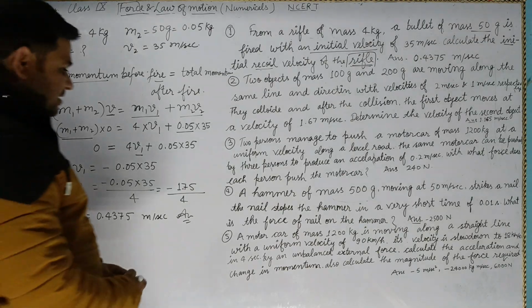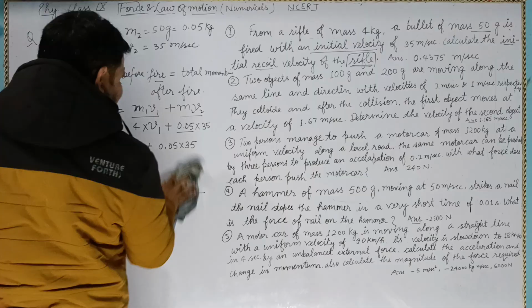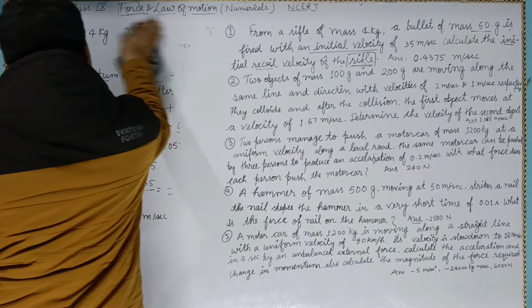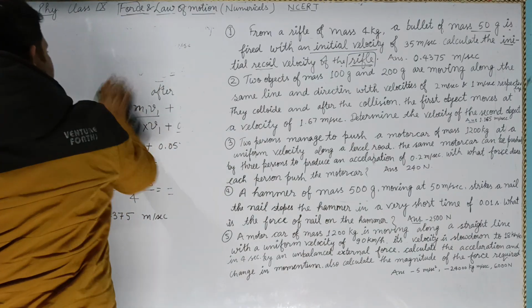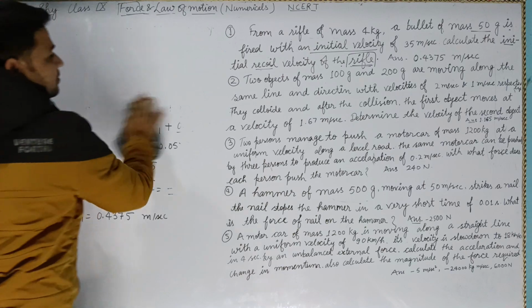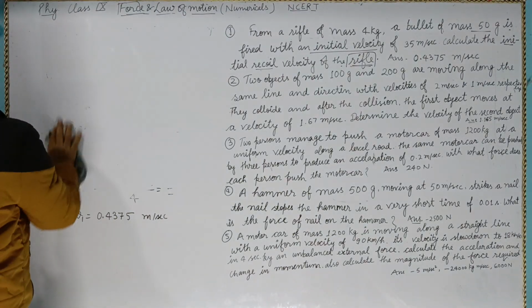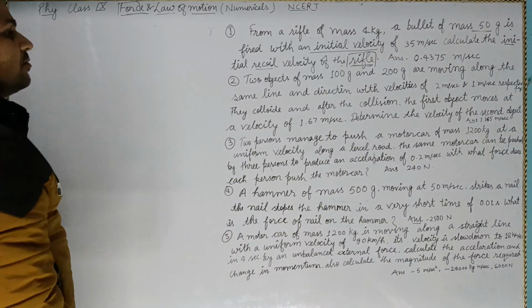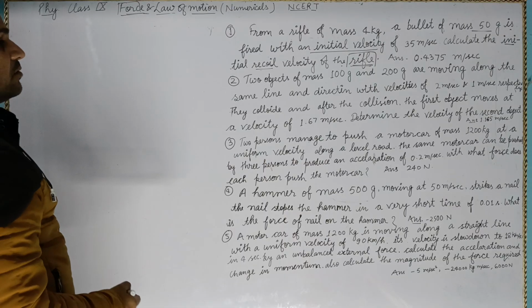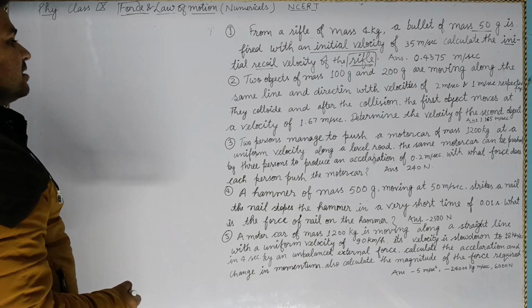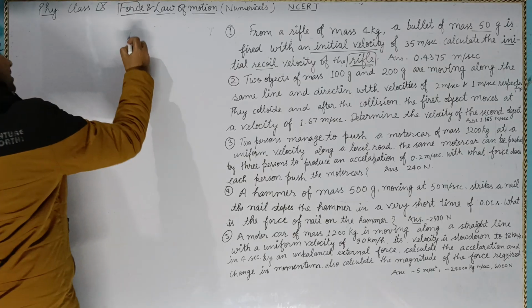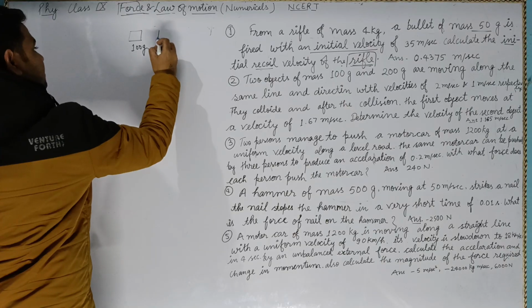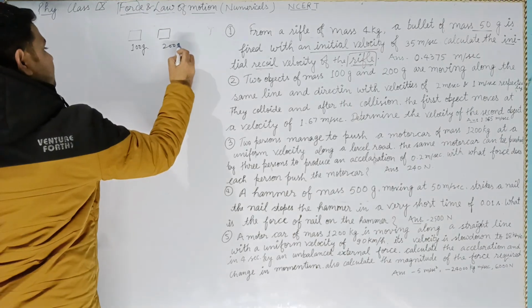Next, question number second is saying this: two objects of mass 100 gram and 200 gram are moving along the same line.